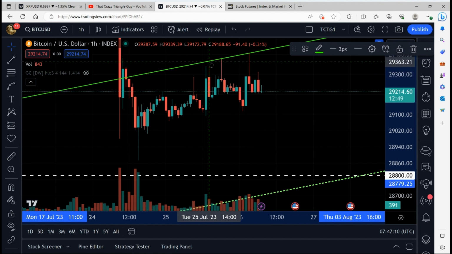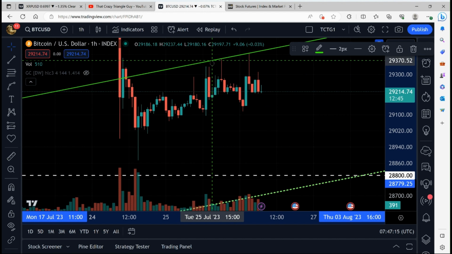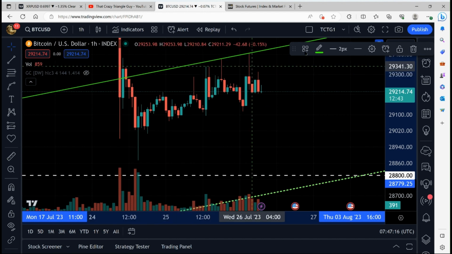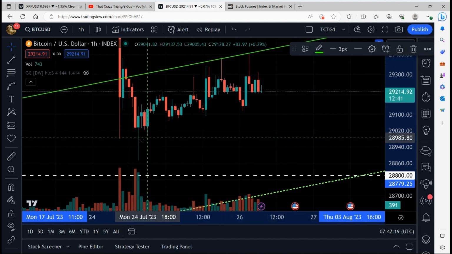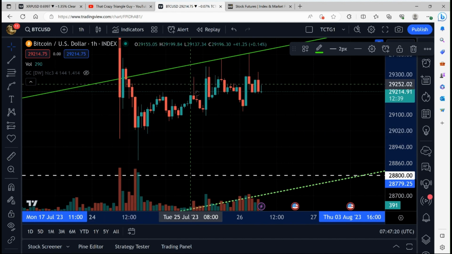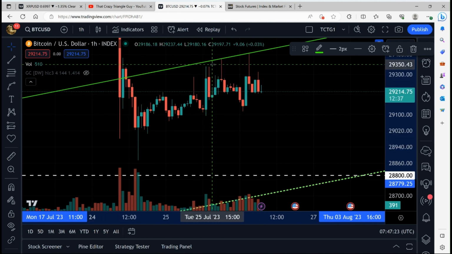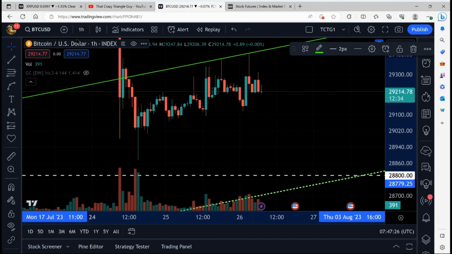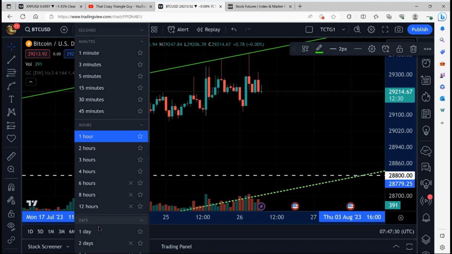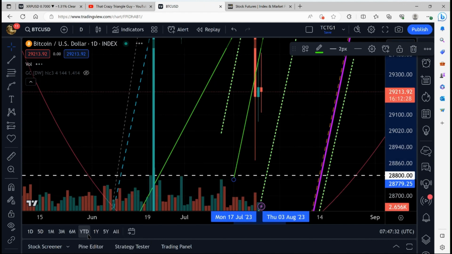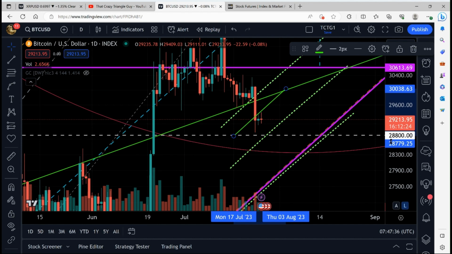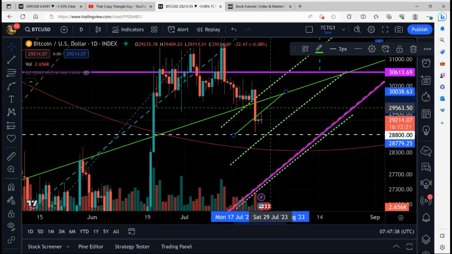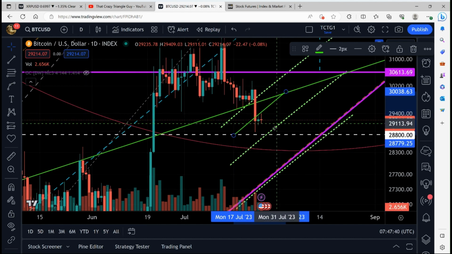Now, why is this important? Well, I could draw multiple parallel lines here, and the price action will often come up and touch those lines in multiple spots. But what is pretty interesting here is if we switch it to the daily. Here is that line right there. Oh, we're on the daily, and this is interesting.